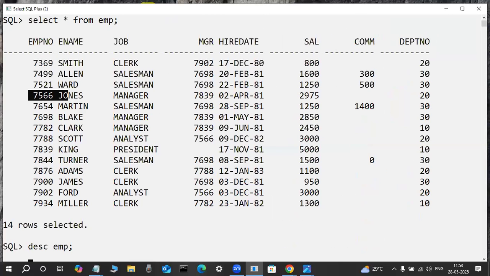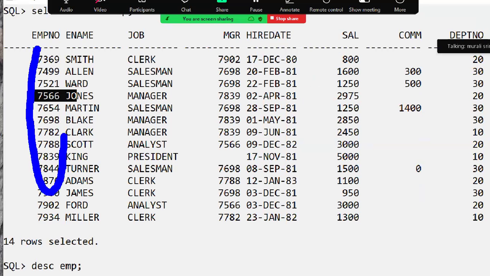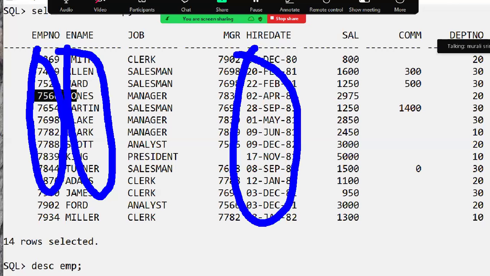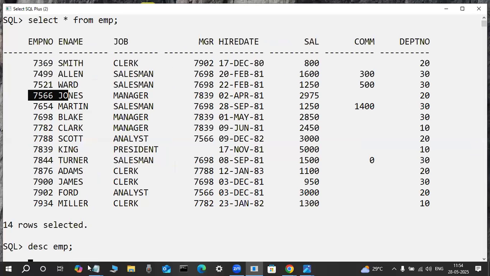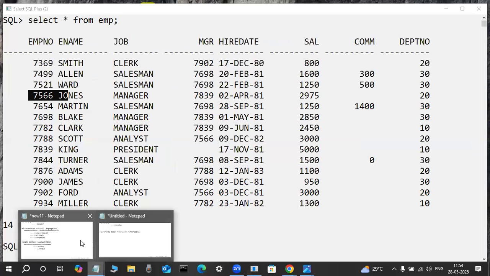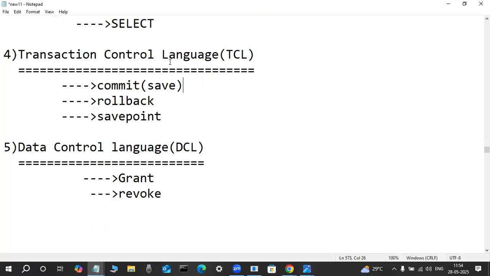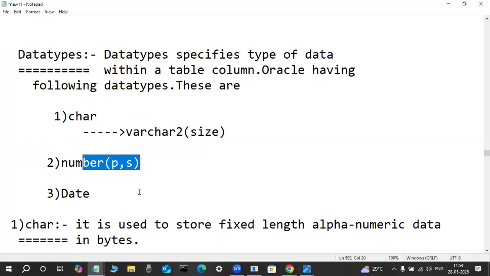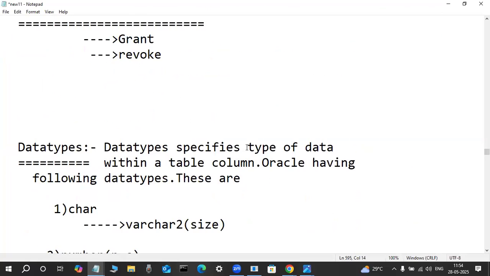Why? Because in so many columns, you are observing, sometimes we store numbers in a column, sometimes we store character data, and sometimes we store a date only. That's why so many data types are available. Learners are learning only three data types. First is char, which is modified into varchar and varchar2. Then number, number of p comma s, and date. Those are all the things you should have an idea about.